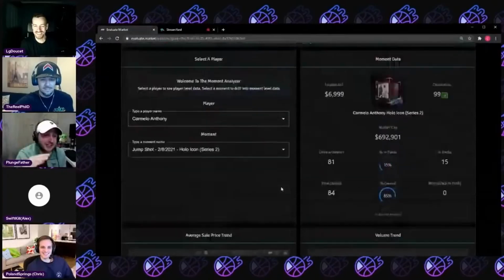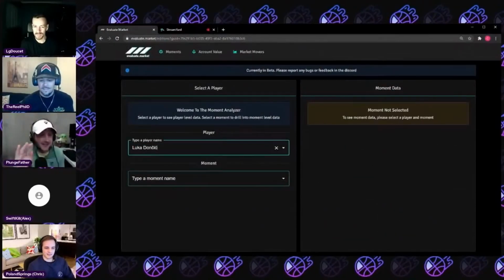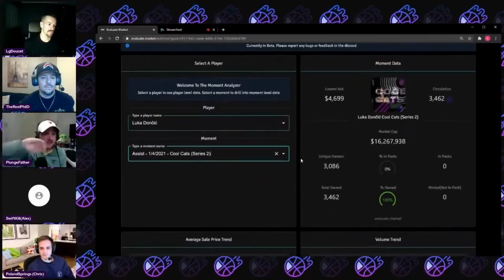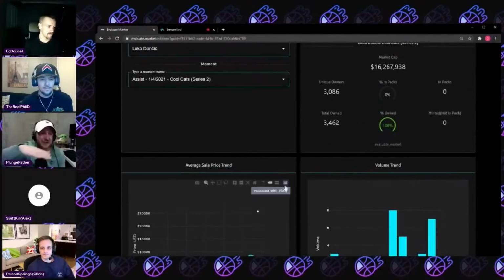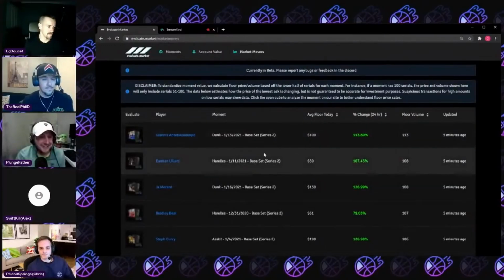The Luka Doncic cool cat is by far my favorite graph to analyze at all, because there's very clear, tons of volume. So you see these very clear lines of where things fall over time. And it's just awesome to see where they were stepwise and so forth.